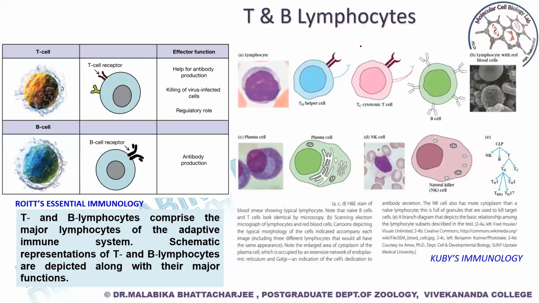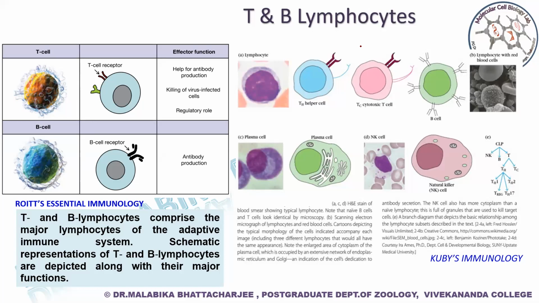We stopped our class last day while discussing the variety of the immune cells of our immune system. To recapitulate, the immune system comprises two arms. One is the innate immunity, which comprises certain cells, the major being the mast cells, the dendritic cells, the macrophages, and the NK cells. Eosinophil, basophil, neutrophils. So these are the cells of the innate immune system.